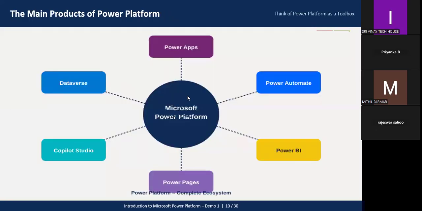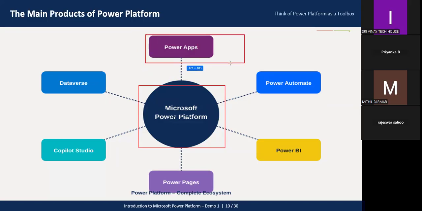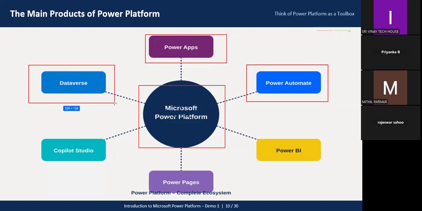So this is the architecture, guys. These are the main products. This is the Microsoft Power Platform. Within it, Power Apps is one of the core components. Power Automate is also a core component, and Dataverse acts as a database for Power Apps and Power Automate. And there is Copilot Studio.